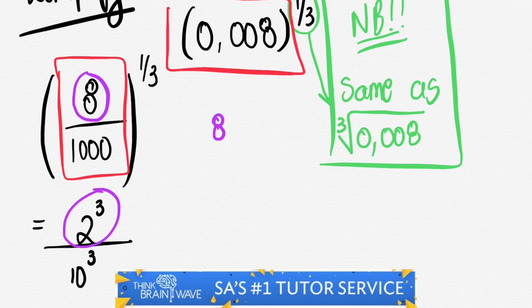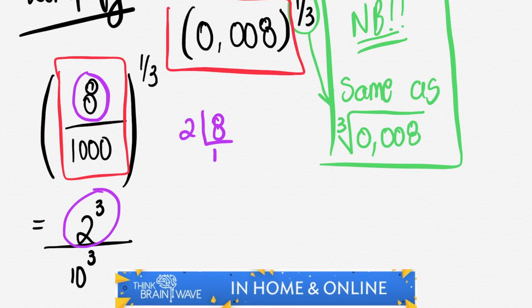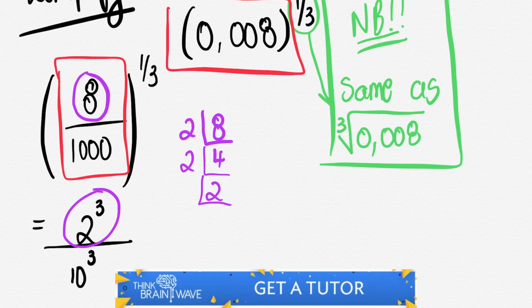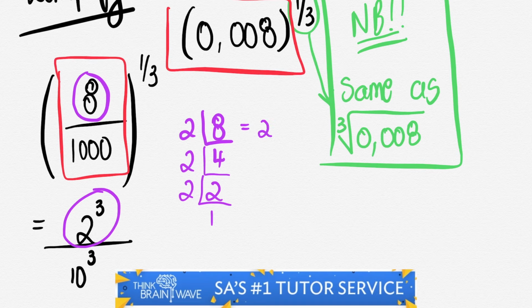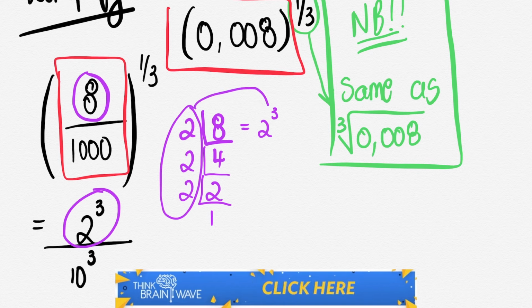For 8, we need to find our prime factors. We say 8 divided by 2 is 4. 4 divided by 2 is 2. Divided by 2 is 1. Now, as you can see, there are 3 2's, which means you'll have 2 to the power of 3. And that's exactly how we managed to get the 2 to the power of 3 from the 8.